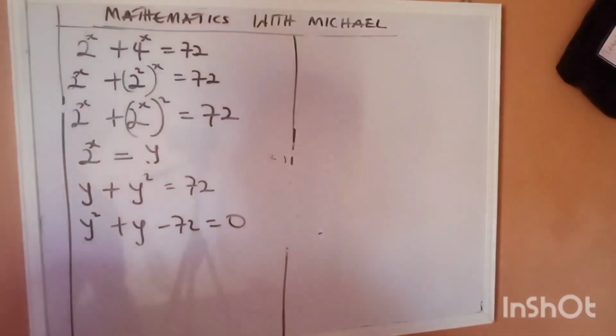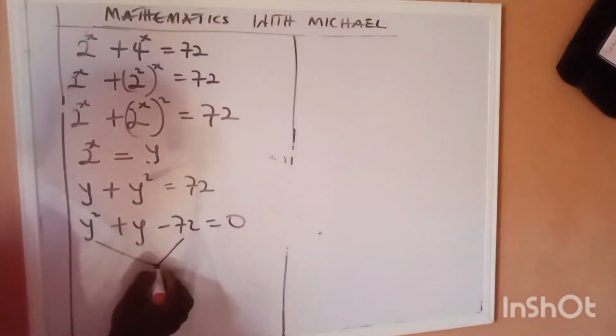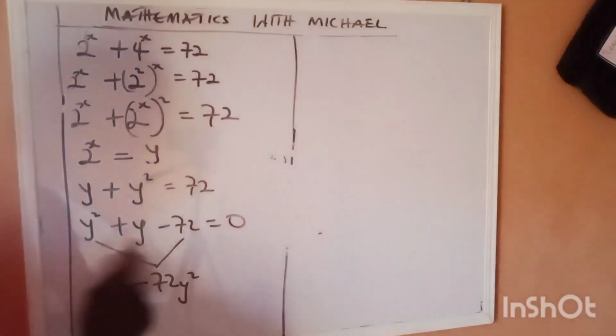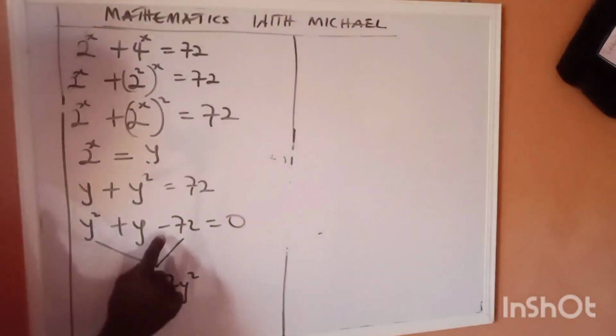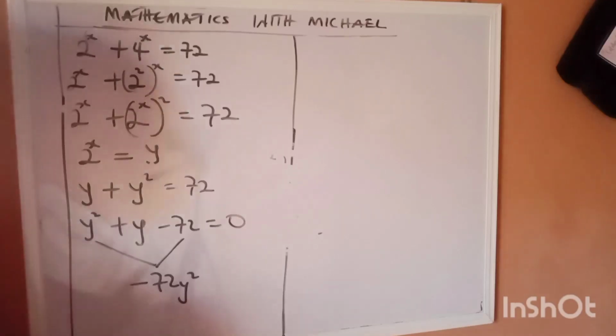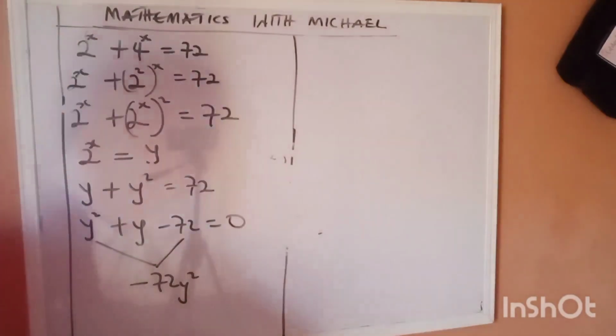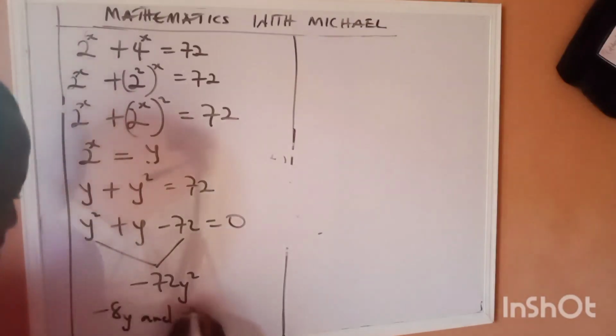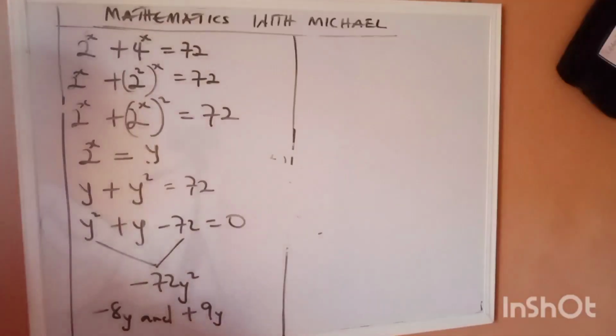So we can solve this quadratic equation by looking for two numbers that we can multiply together, and it will give us minus 72y squared. Because how did I get my minus 72y squared? I multiply minus 72 times positive y squared. So I have minus 72y squared. Alright, so what are these two numbers? I think I've thought of two numbers because of time. And I discovered that the numbers are minus 8y and positive 9y.